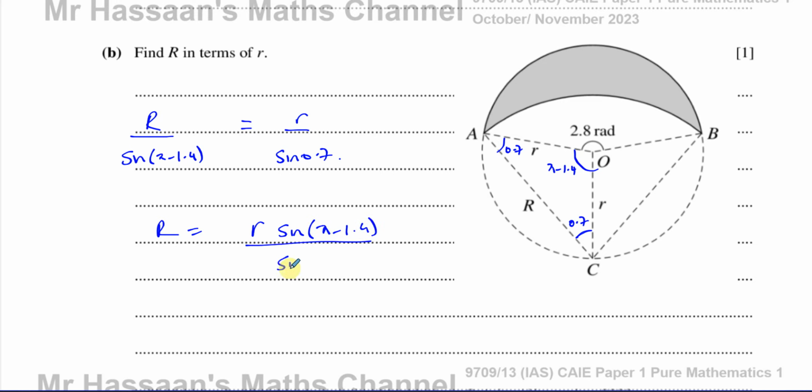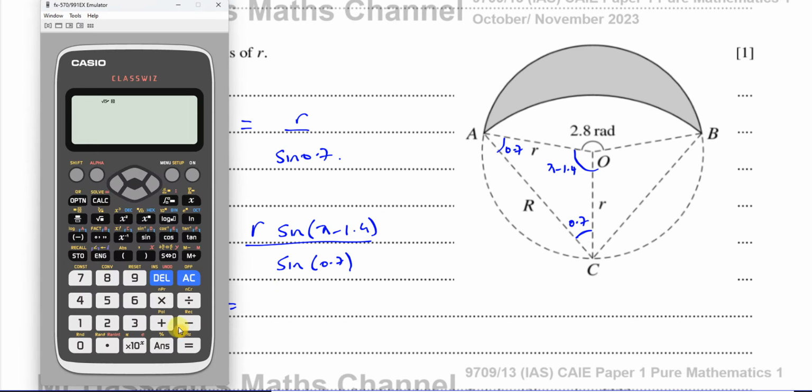the sine of 0.7. Now, if you look at the examiner's reports, they mention you should give the answer as the value of this rounded to 3SF, of course. You've got to give capital R in terms of small r. It's better to write this as a value. It won't be exact, it will be rounded, rather than leave it in this form here. So write it as a value, find out what this is, round it to 3SF, and have your answer.